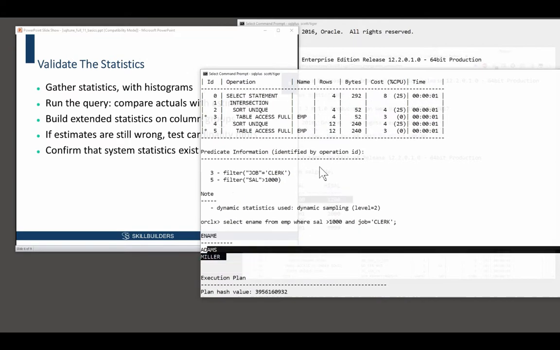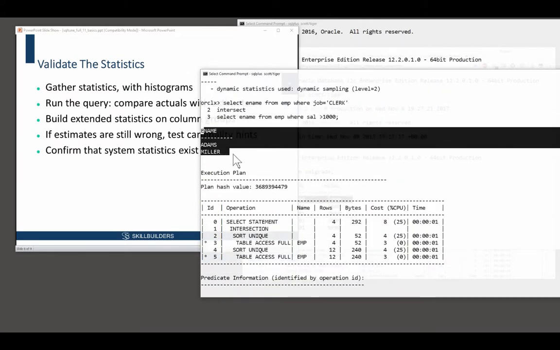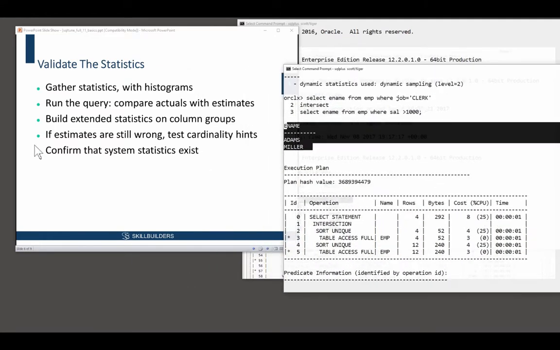And the moment you see that these estimates are out, you need to take some sort of action to fix it, because those estimates will be confusing the optimizer. Right. In this case, extended statistics would be the solution.